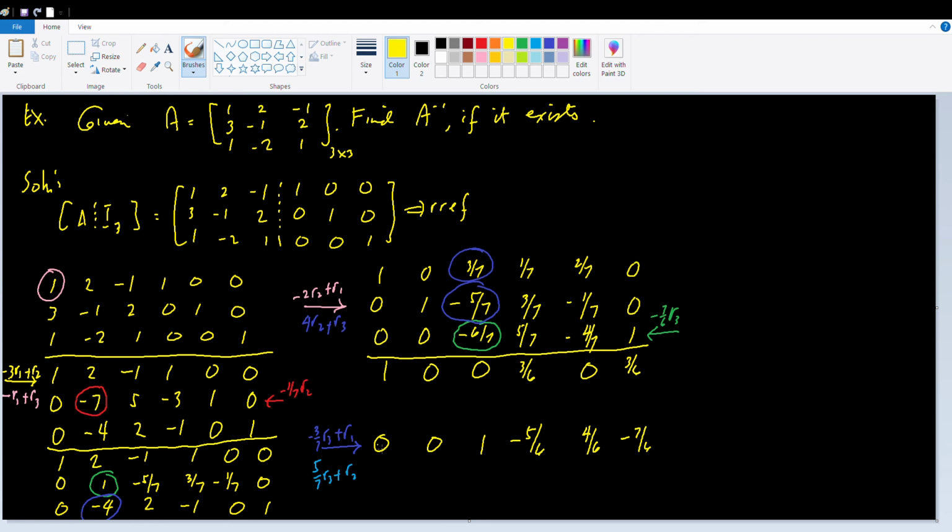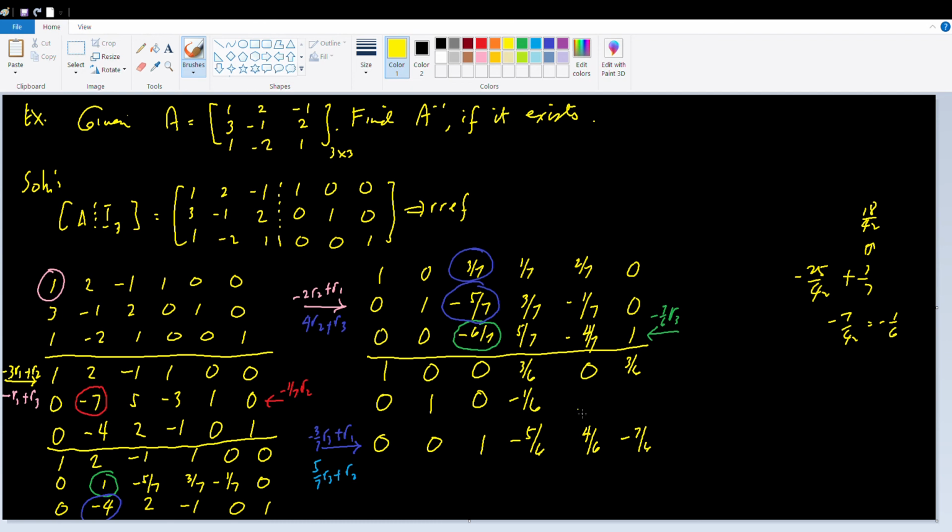So 5 over 7 times 0 is 0, plus 0 is 0. 5 over 7 times 0 is 0, plus 1 is 1. 5 over 7 times 1 is 5 over 7, minus 5 over 7 is 0. 5 over 7 times negative 5 over 6 is negative 25 over 42, and add it to 3 over 7. 3 over 7 is 18 over 42. So that gives us negative 7 over 42, or negative 1 over 6.